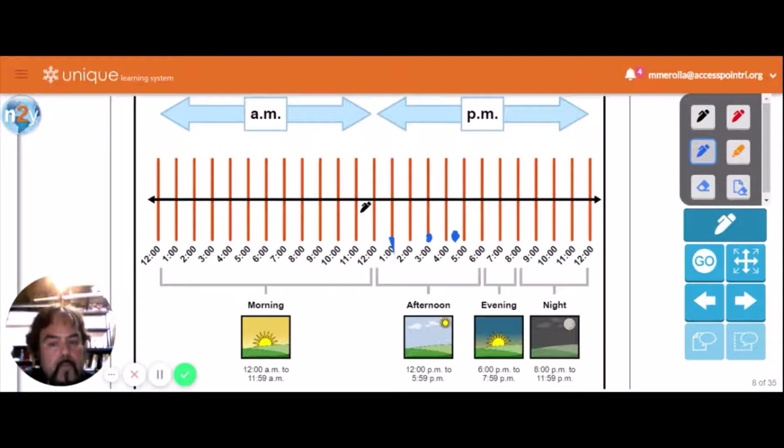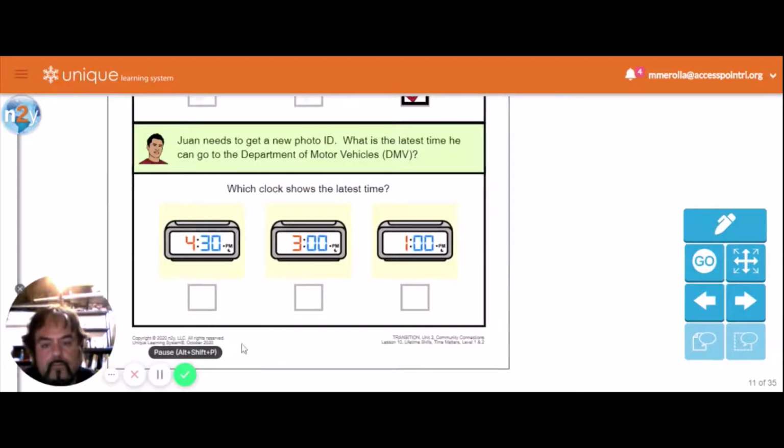Okay, so if going this way to the right is the latest, then the latest one can go to the DMV would be 4:30. Okay, so what's the latest time Juan can go to the DMV and get his ID? 4:30 p.m. Alrighty.